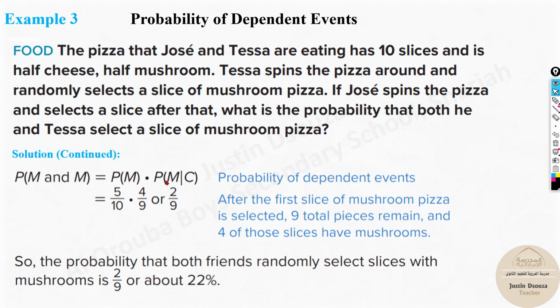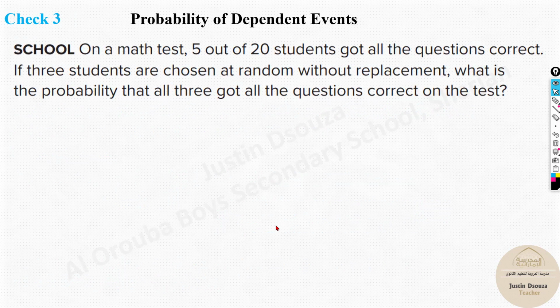Over here, they have just written mushroom M, cheese C. You can write it as A, B, anything, it's fine. And the probability is 22%. You will get 0.22, but in percent, it's 22%.